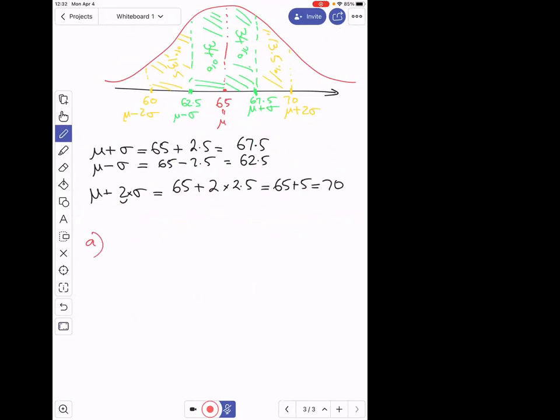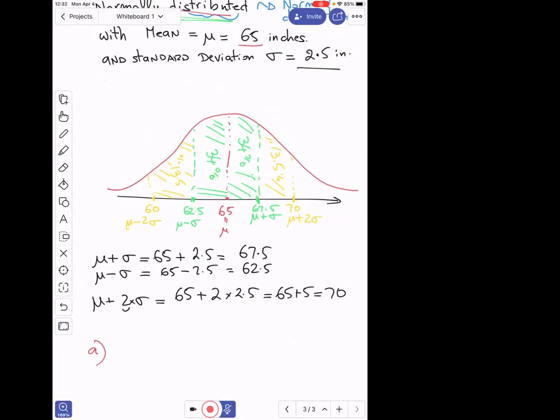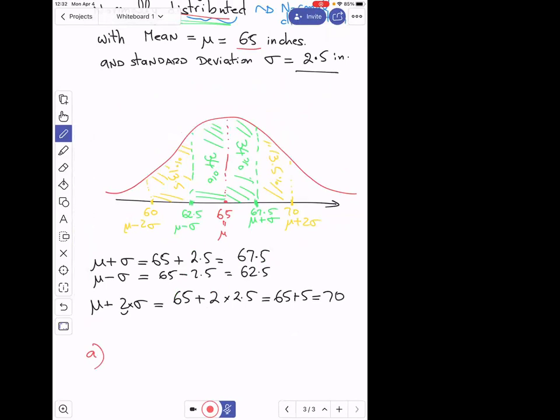Before A, just to remind you, this is your mean. If you go from the mean to the left, the area to the left of the mean is 50%, and the area to the right of the mean is another 50%, because the mean divides your graph into 2 equal regions. So each region is 50%.